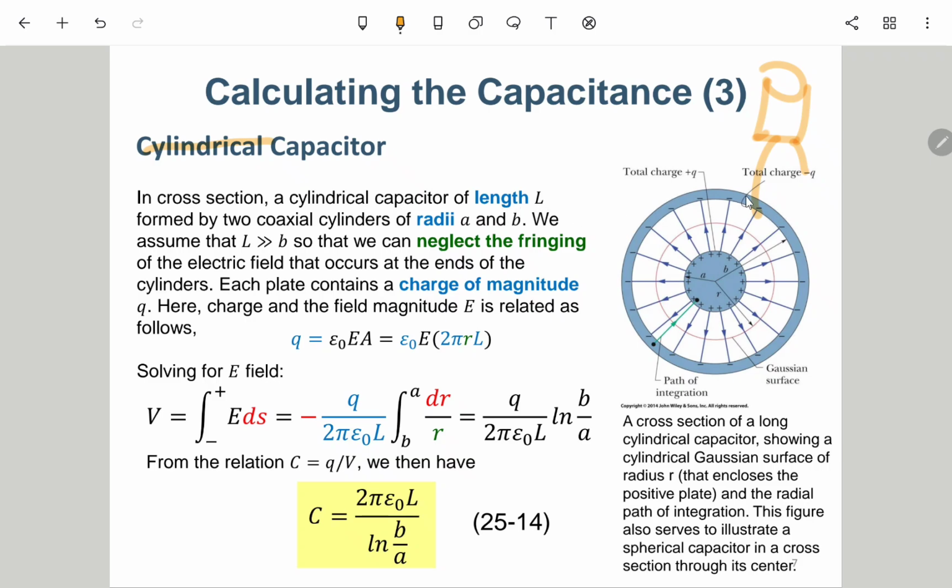Okay, so in the cross section, a cylindrical capacitor of length L. For the length, it is talking about this one. This is the length L, formed by two coaxial cylinders.